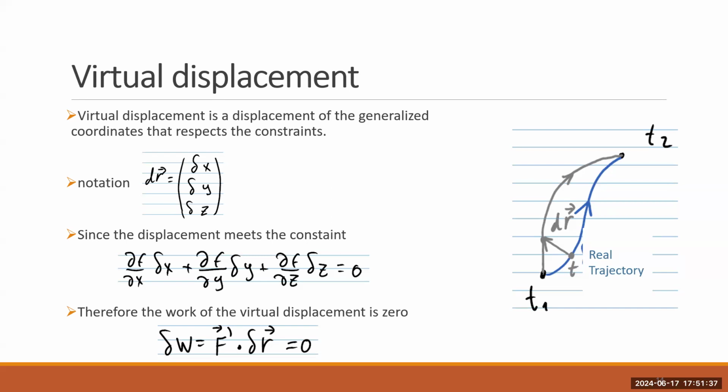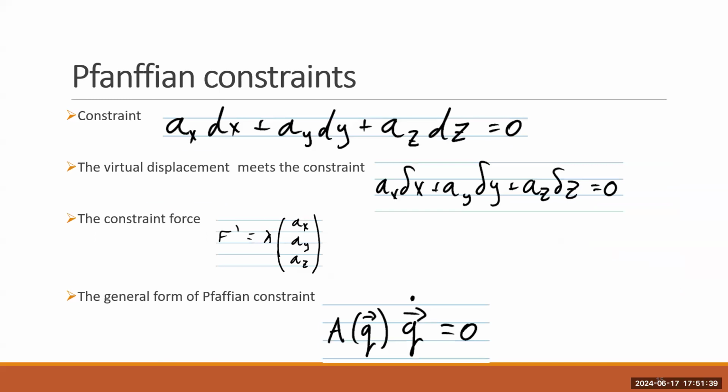But before that, let's go back to define the Pfaffian constraint. So a constraint of the form, I'll start from the end, of a matrix A times q dot equals zero. This is called the Pfaffian constraint.